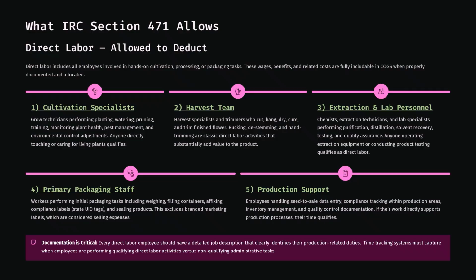Now, here's the key. It's not about job titles. It's about job functions. If someone's daily work involves touching the plant, product, or process, they likely belong in your inventory pool. So to do this right, cannabis operators should track labor time by department, room, or batch, use time studies or time and attendance logs, and document allocation percentages and revisit them regularly. And why is this so? Because every hour someone spends touching the product is an hour you can potentially deduct when 280E would otherwise disallow it. So labor isn't just a cost, it's also an opportunity if you know how to handle it.